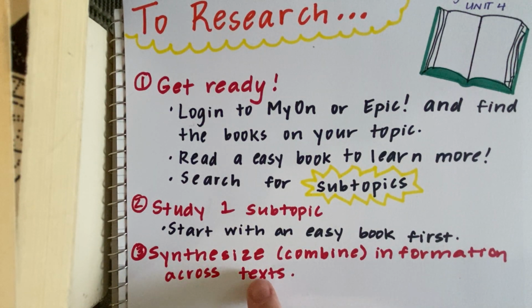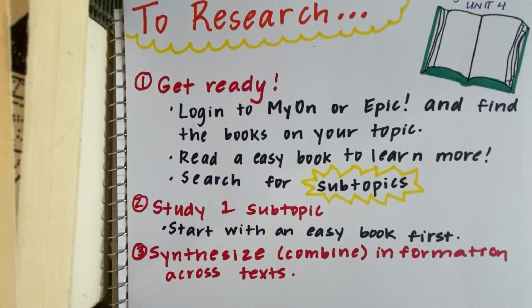from across different texts. What that means is that I'm going to pick a subtopic. I'm going to look in one text and see if I can find information on that. But if not, I'm going to look in a different text. In order to complete the assignment today, you're going to read 2 different texts on either Mayan or Epic about your topic. You're going to watch me do it right now on my topic, penguins.